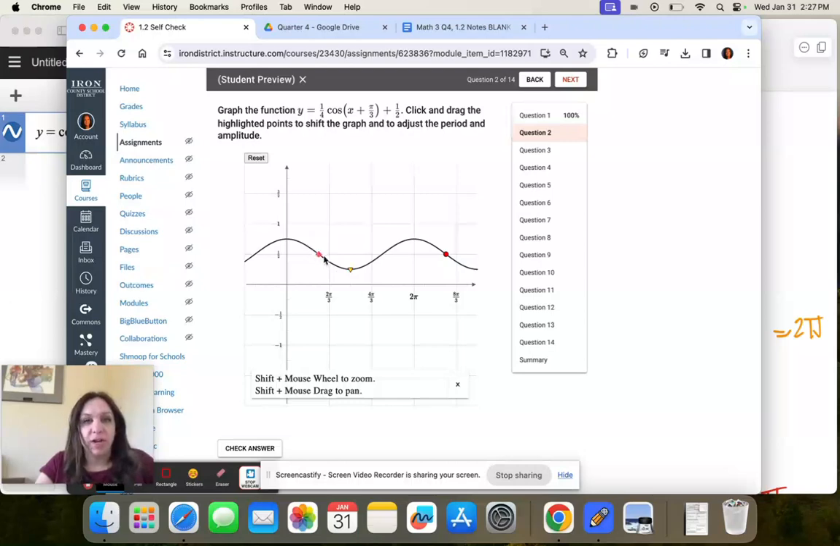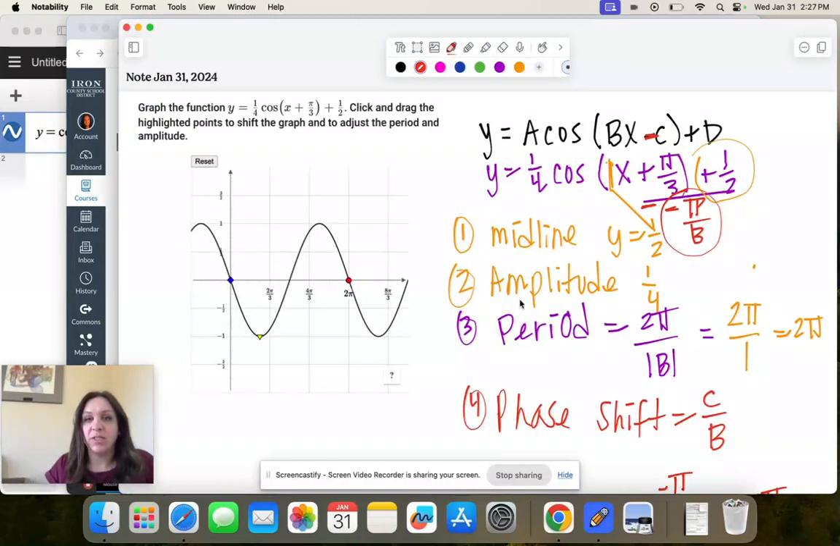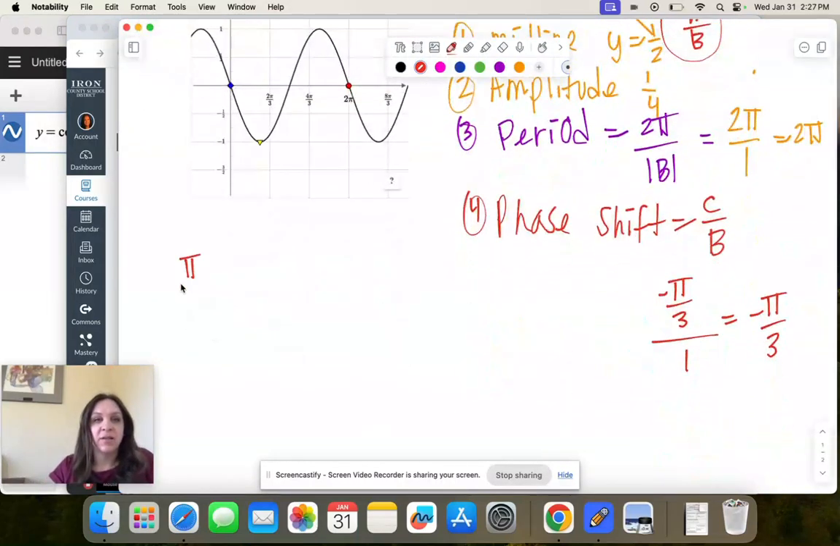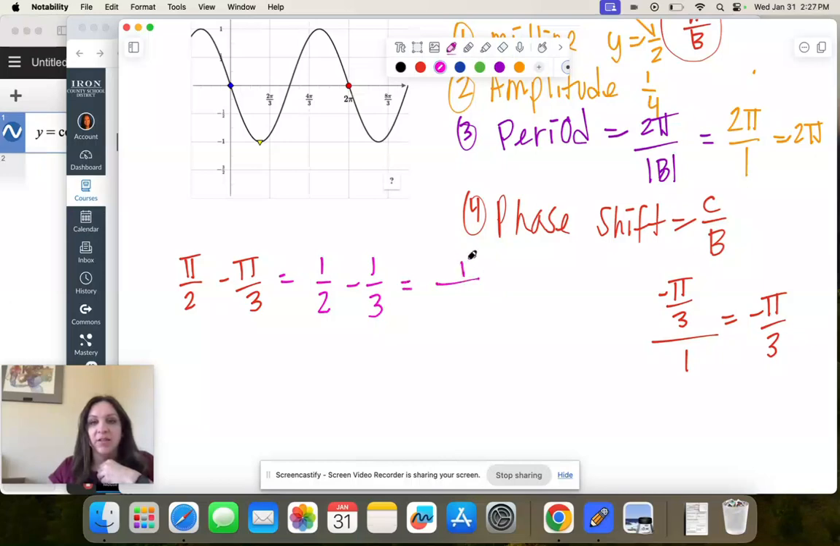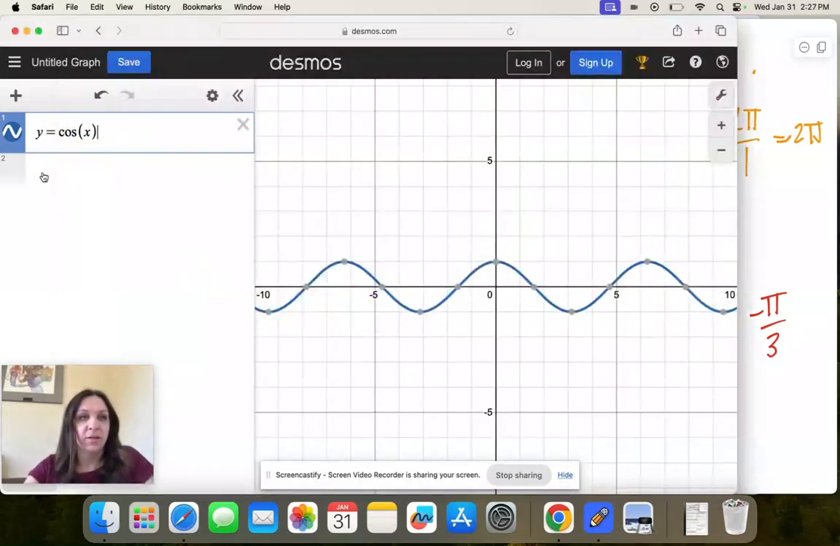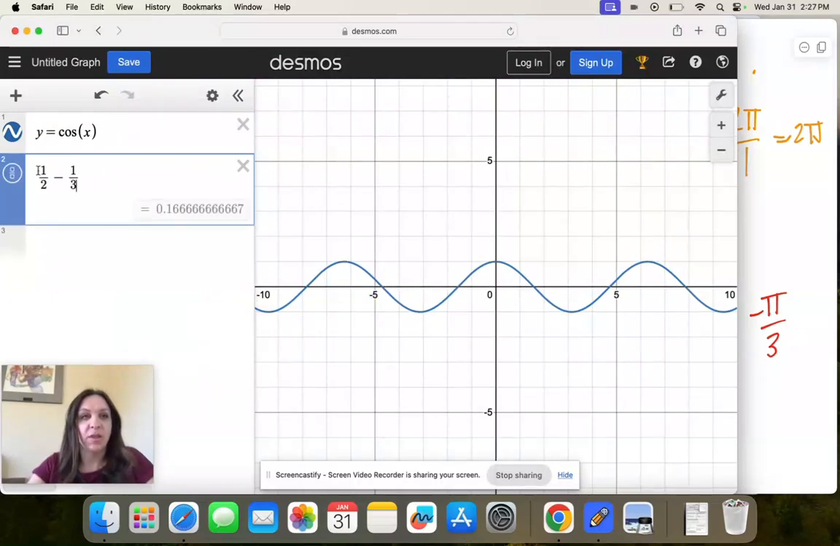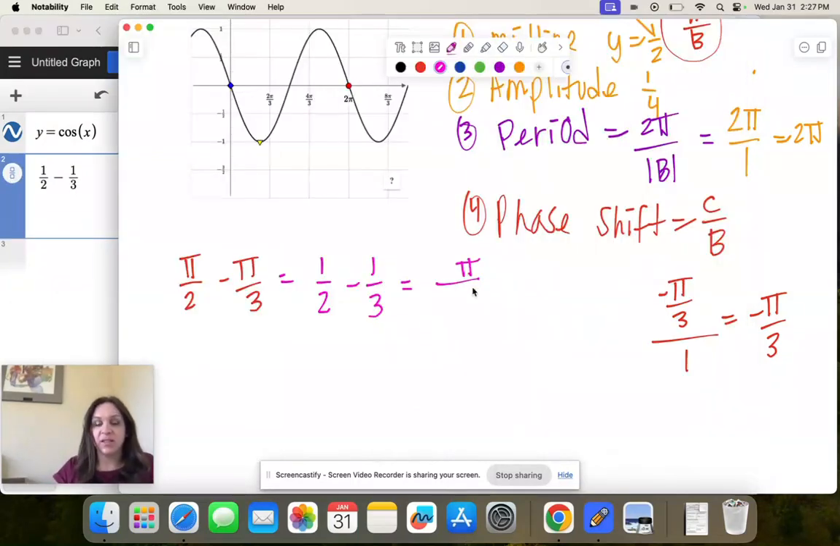So the tricky part is, look, right now I'm at pi halves. So think how I want to take pi halves minus pi thirds. Where's that going to put that point? So what I like to do is I like to drop the pi's and do 1/2 minus 1/3. And then when I get my answer, I put pi back in. So 1/2 minus 1/3 is 1/6, or pi over 6. So I need to move that dot until I'm at pi over 6.